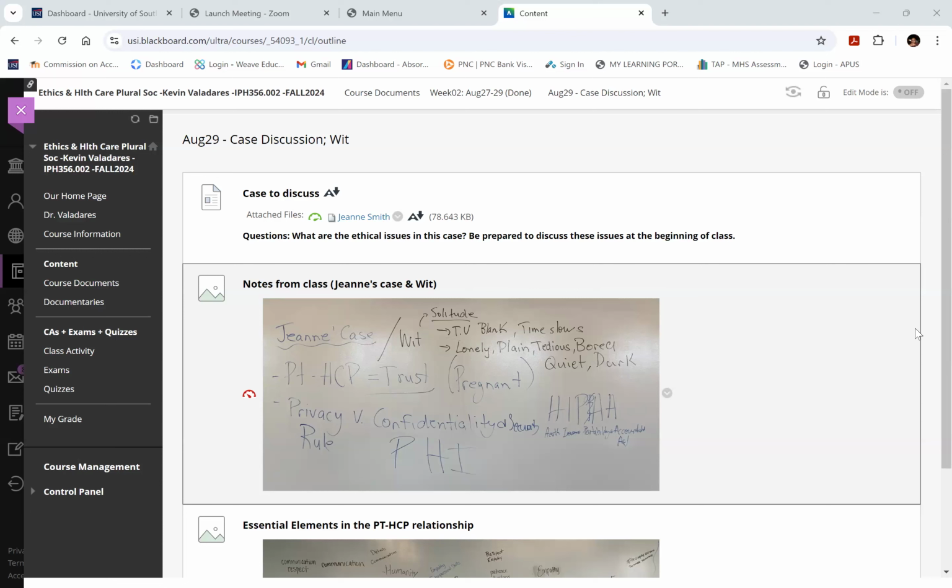Here's where we discuss the case, August 29th. Here's the notes from class. We spoke about HIPAA a little bit, and here's the notes. The main part of HIPAA is the privacy rule, and it really is about privacy, confidentiality, and security for protected health information. So this is the essence of HIPAA: privacy and confidentiality for protected health information. Let's go back to the question.